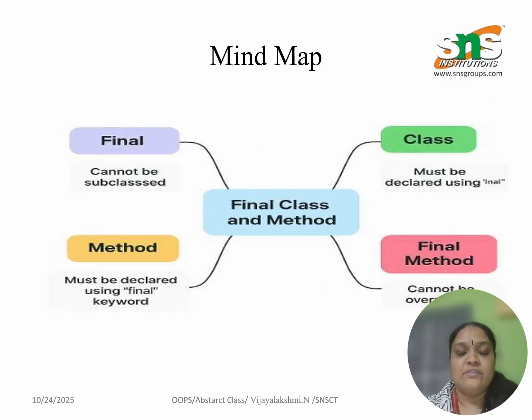So let me recall with the mind map. What we saw here is final class and method. Final cannot be subclassed, and a method must be declared using the final keyword, which cannot be overridden, and a class must be declared using final, that cannot be extended. So this is the use of the final keyword.